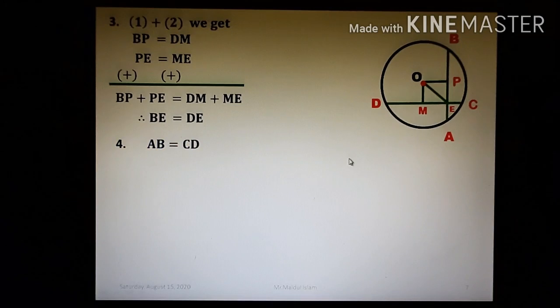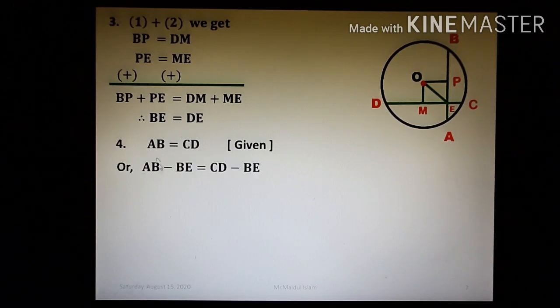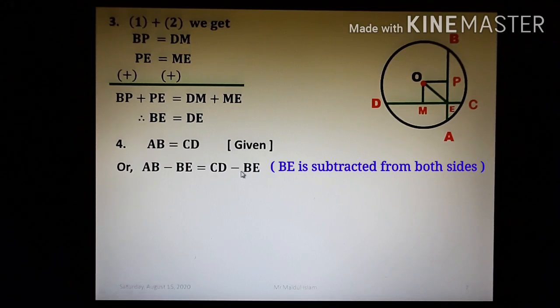Okay. So what will we write in step number 4? Yes, very easy, my dear. We can write AB equal to CD. Why? What is the logic behind that? Yes, it is given, my dear. Chords are equal. Therefore, AB is equal to CD. And AB minus BE is equal to CD minus BE. After that, what can we write? Instead of BE, we can write DE.